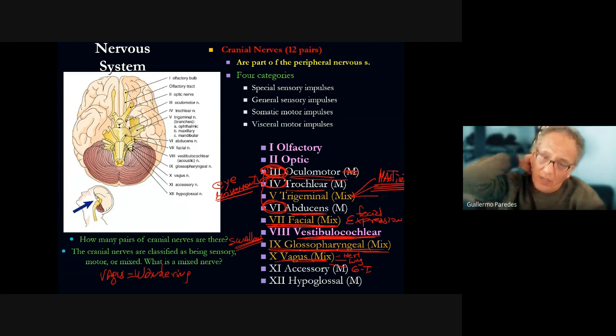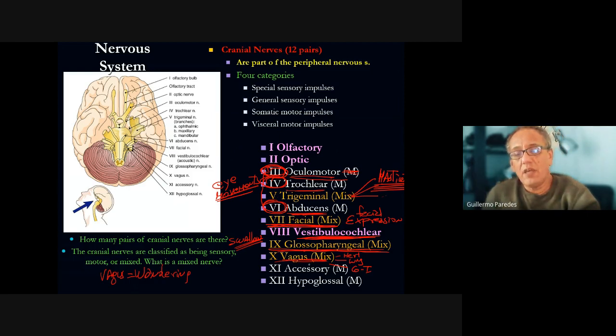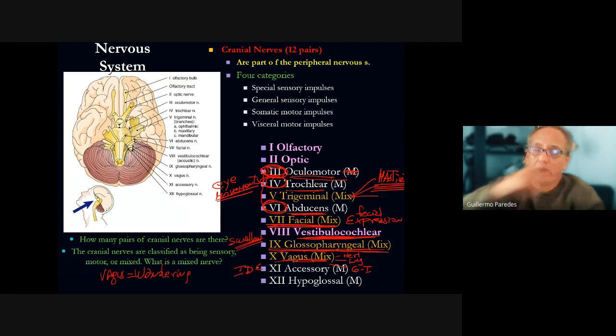The accessory cranial nerve 11 is what I call the "I don't care" nerve. Why? Because when you do this, you go up and down with your shoulders, that is the accessory nerve, the accessory nerve 11.